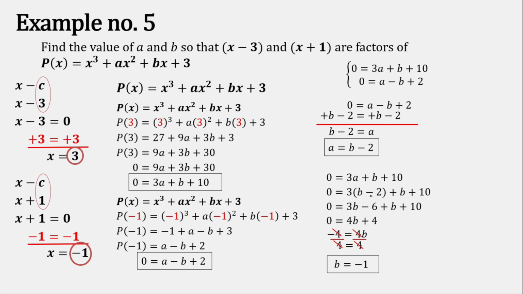Since we have our b as negative 1, let's use this equation to find a. So we have a is equal to b minus 2. Substitute negative 1 to b, and that is negative 1 minus 2. And our a is equal to negative 3. And these are the values of a and b. a is negative 3 and b is negative 1.